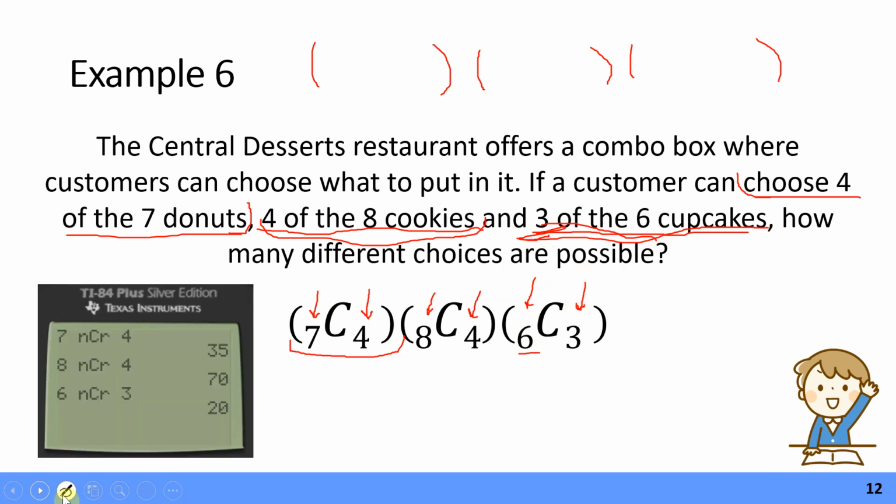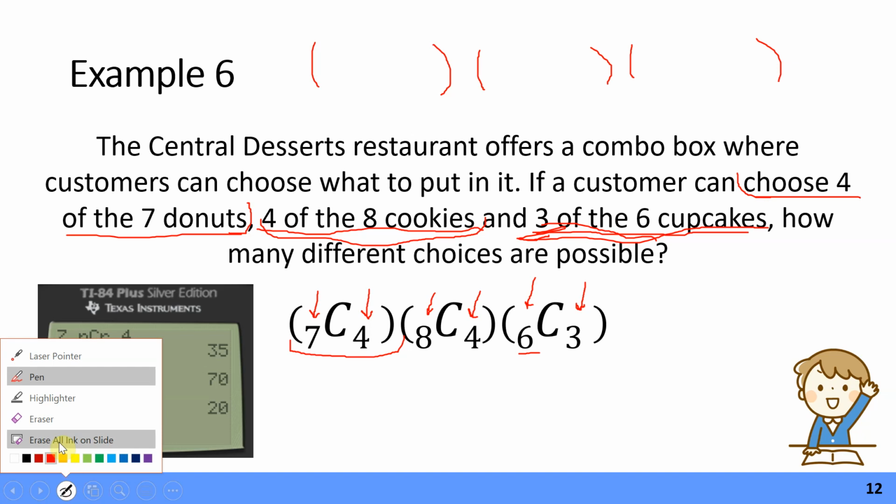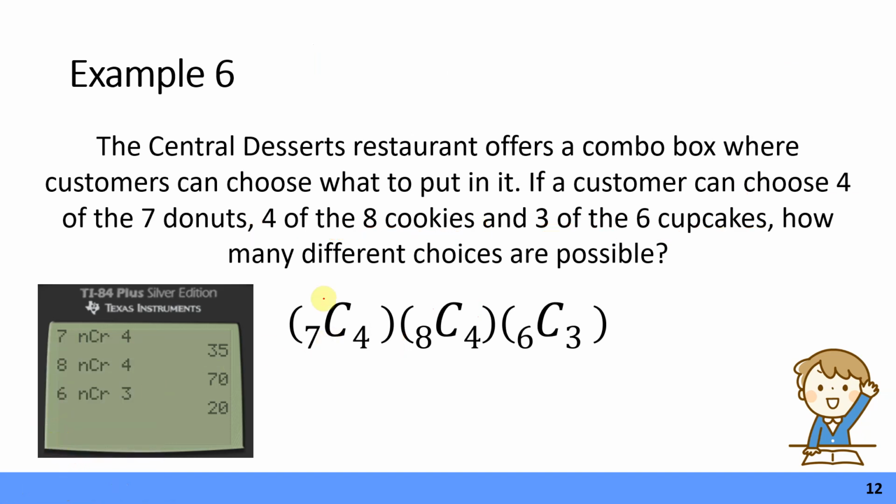And just like we did on the last problem, go ahead and calculate every single one of those individually. So for the first one, I got 35. For 8, choose 4, I got 70. For 6, choose 3, I got 20. And then remember, what do we do after those? We multiply every single one of those answers. So you would do 35 times 70 times 20, and that gives you 49,000. So that means there's 49,000 different ways you could fill up your little box if you were to go to the Central Desserts table.